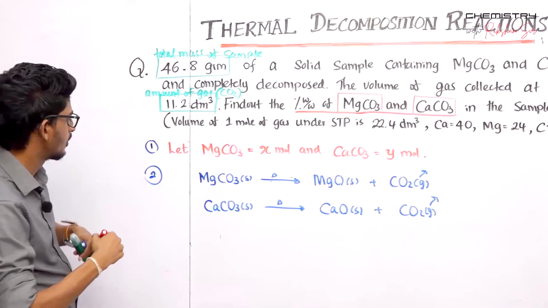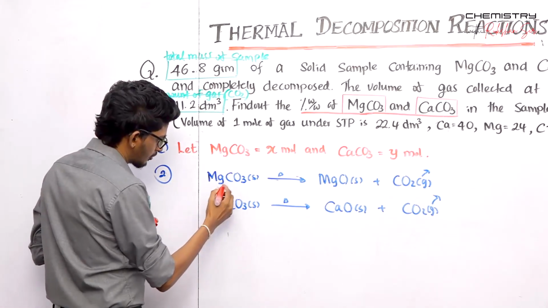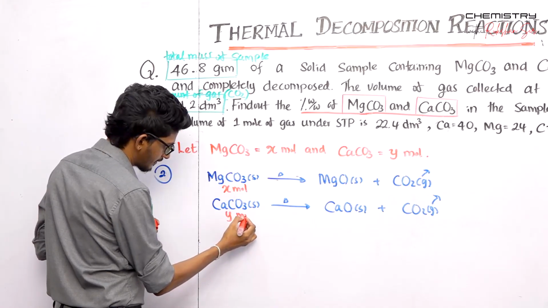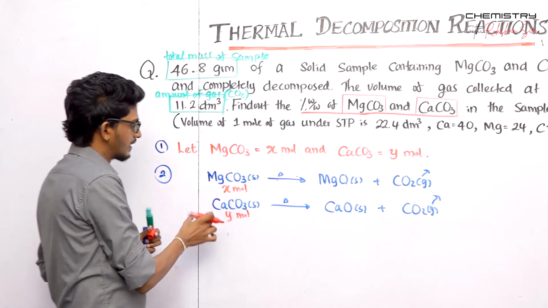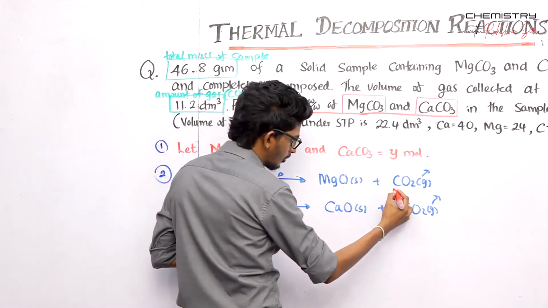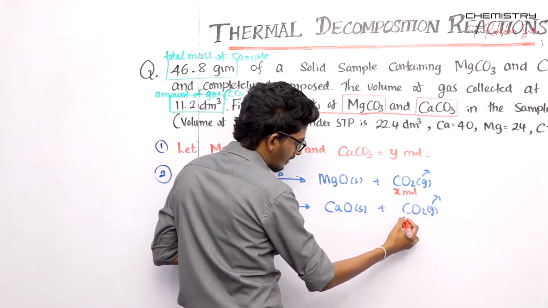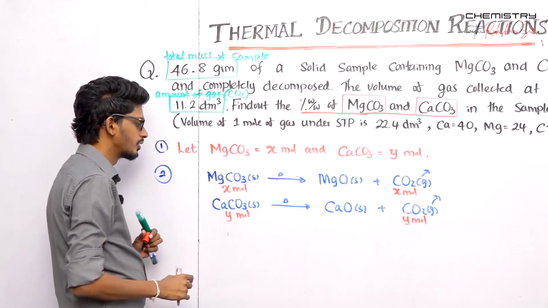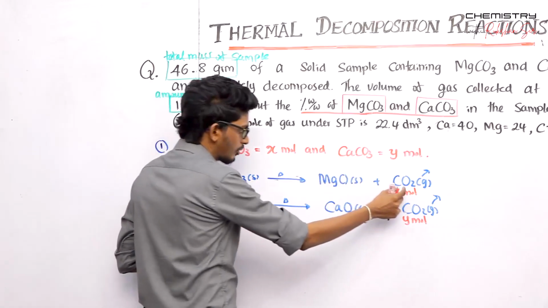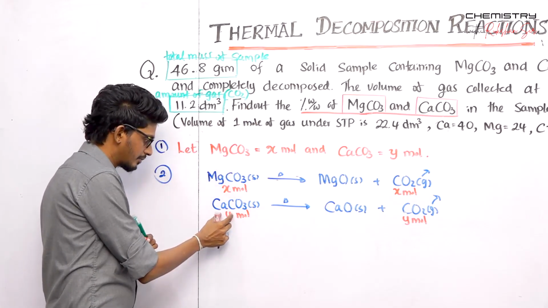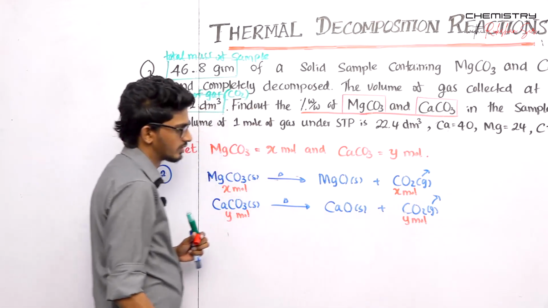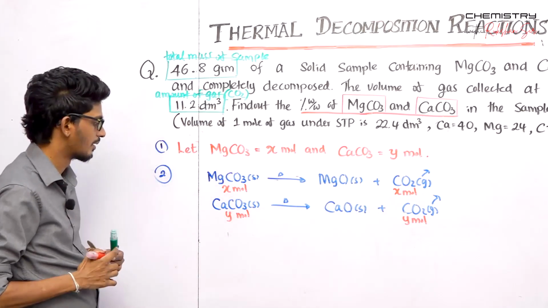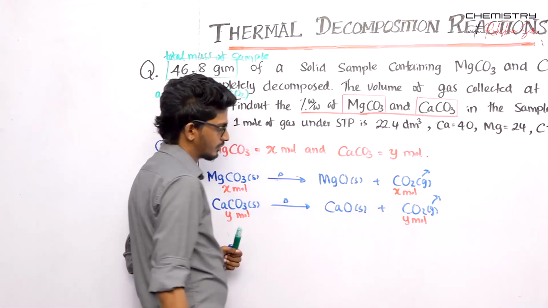So if you have x moles of magnesium carbonate and y moles of calcium carbonate, that will provide you x moles of CO2 and y moles of CO2 as well, because of the 1:1 ratio, no? X moles of magnesium carbonate will give you x moles of CO2. Y moles of calcium carbonate will give you y moles of CO2, because a 1:1 ratio appears in both equations, with the metal carbonate and the CO2.